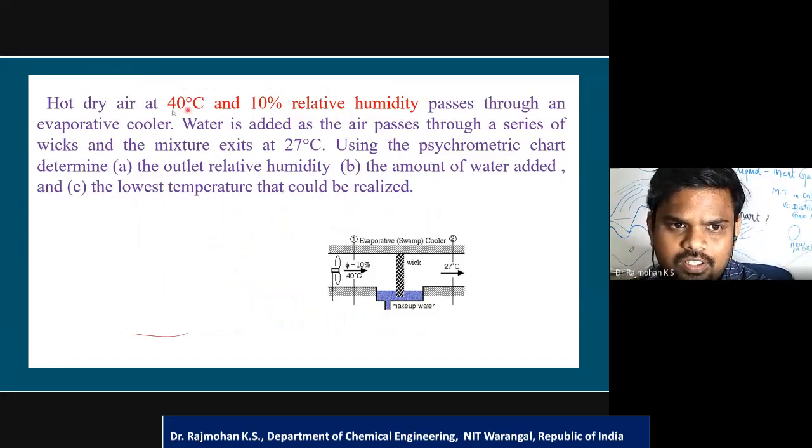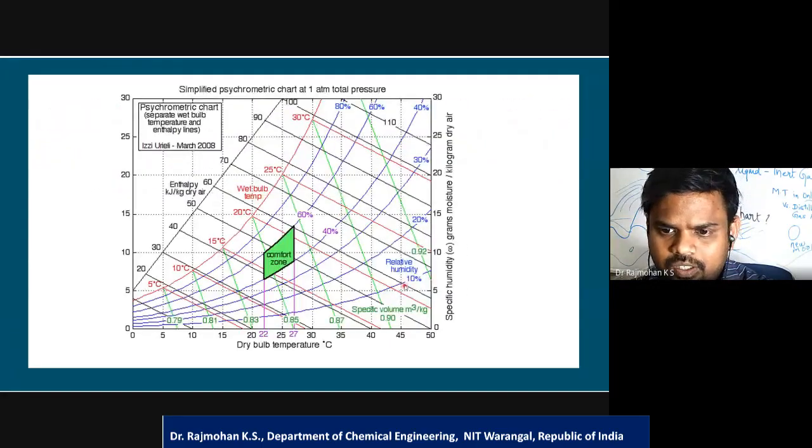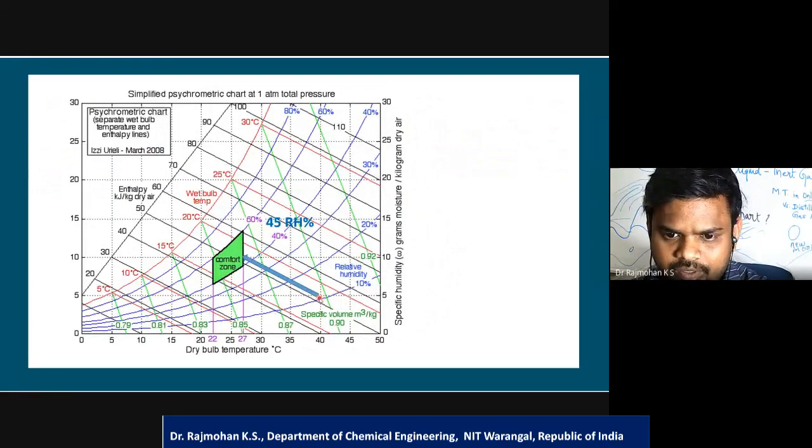So 40 degrees Celsius is the hot dry air temperature and 10% relative humidity. This is the 10% relative humidity line and the temperature is 40 degrees Celsius. So 40 degrees Celsius and the 10% line, you will be marking a point here. Okay, so at 40 degrees and 10% we have a point. From here we have to go to the comfort zone.